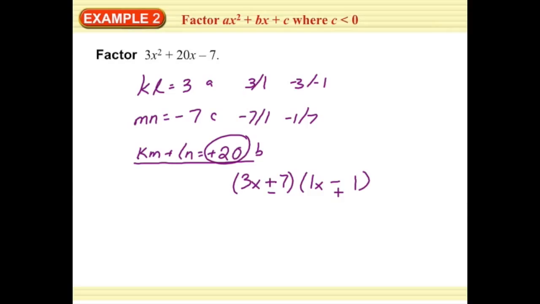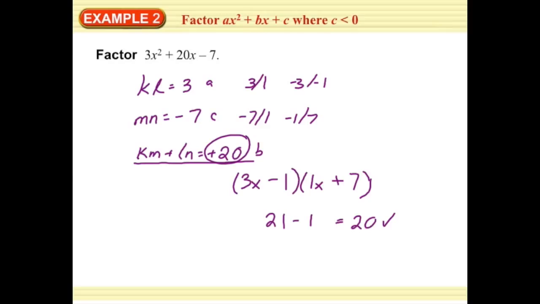I could switch my 7 and my 1 and try again. 3 times negative 7 is negative 21. 1 times 1 is positive 1. And so negative 21 plus 1 is negative 20. Well, I got my 20, but it's negative. I want it to be positive. So I'm going to just solidify those signs and say that my 7 should be positive and my 1 should be negative. Now, if I think about it, 3 times 7 is 21. 1 times negative 1 is negative 1. 21 minus 1 is just 20. So I end up with the correct grouping to get that B term to be positive 20.